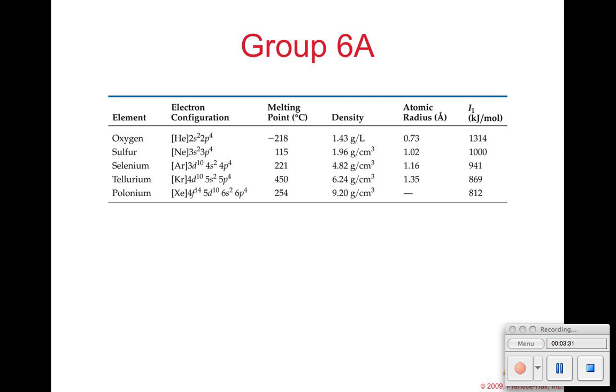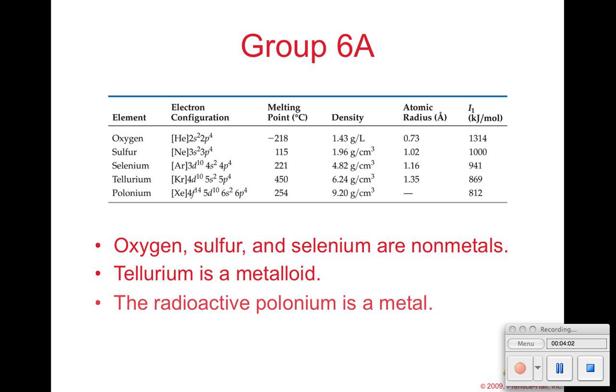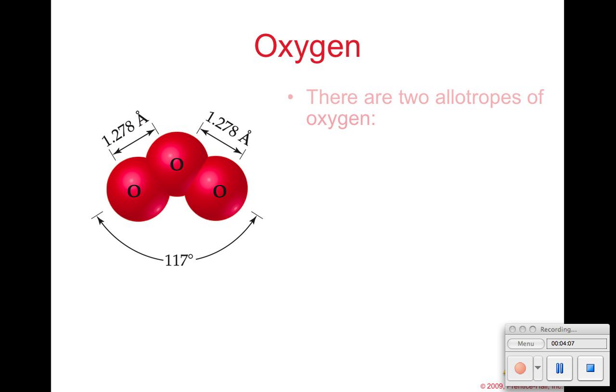Okay, group 6A, so that's going to be your oxygen, sulfur, selenium, tellurium, and polonium, the chalcogen group. I'm not quite sure where that naming comes from, but I've seen it referenced before, and I think even your textbook references it. Some things to note: oxygen, sulfur, and selenium aren't metals; they're nonmetals, and so their melting points are pretty low. Tellurium is a metalloid. Polonium is radioactive. So it's a very unique kind of grouping.